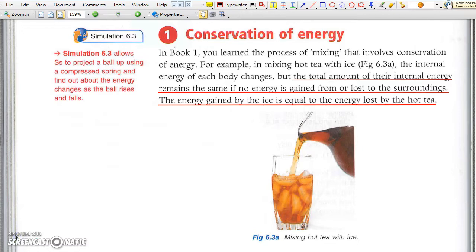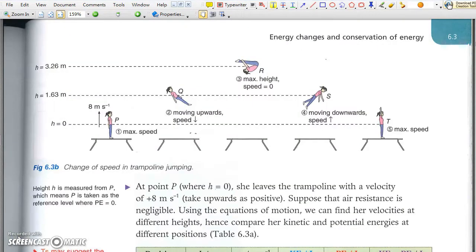Last year, you have learned how to solve problems of mixing in the topic of heat. When a hot liquid is mixed with a cold one, there is conservation of energy. Energy released by the hot object is absorbed by the cold object, if there is little heat loss to the surroundings. Similarly, kinetic energy and potential energy also interchange in many common examples.